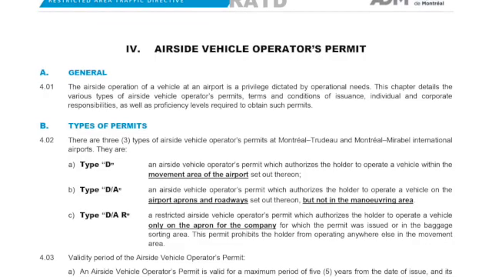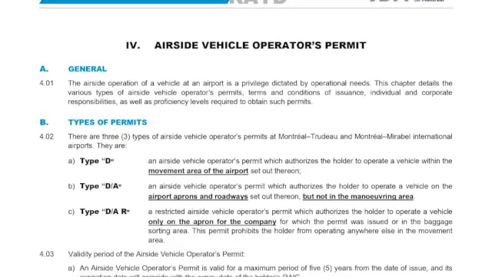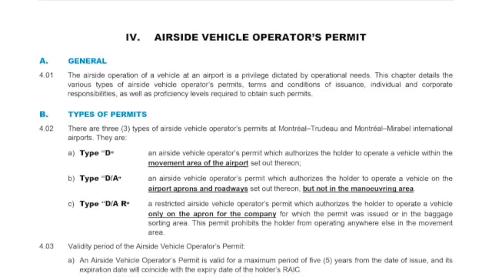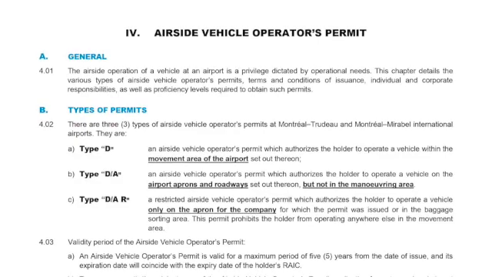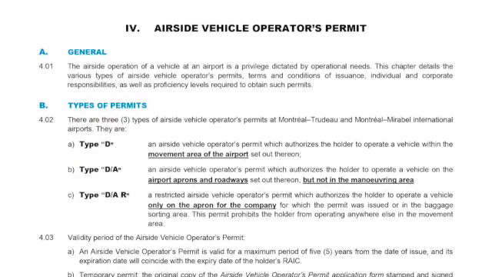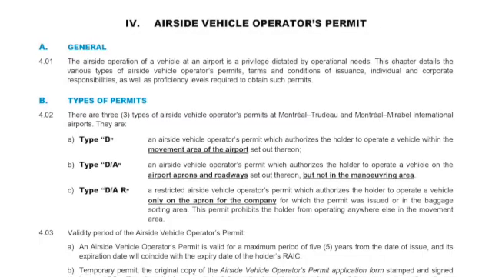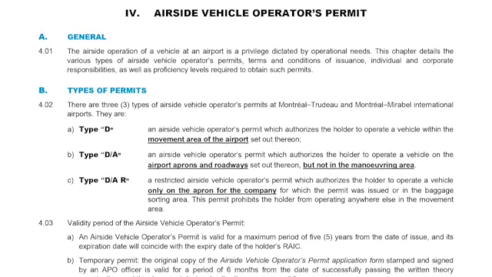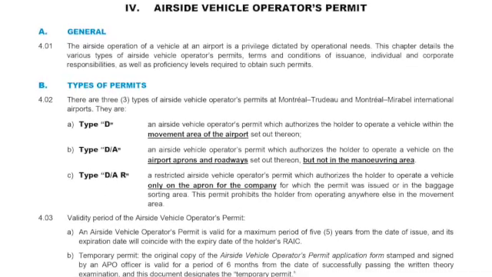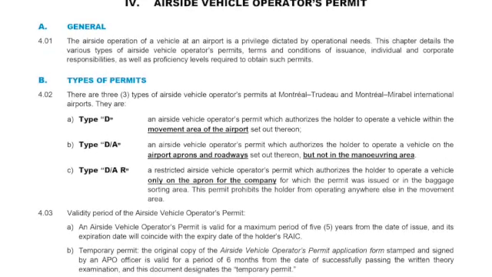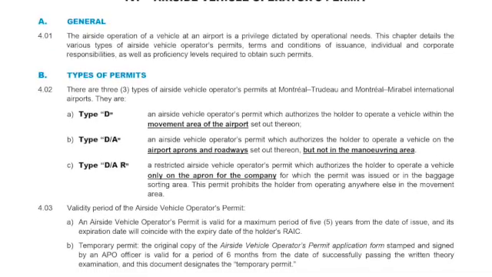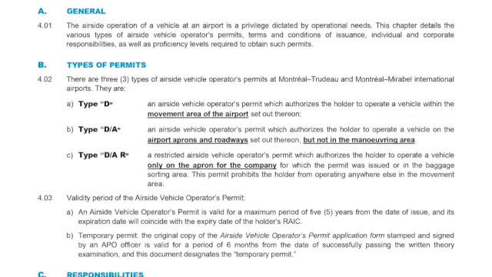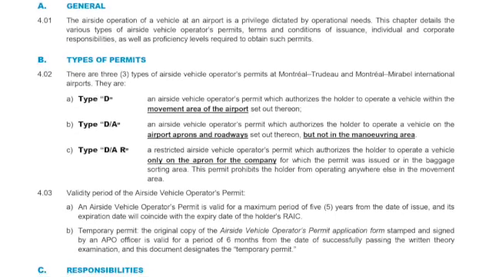They are: A. Type D, an airside vehicle operator's permit which authorizes the holder to operate a vehicle within the movement area of the airport set out thereon. B. Type D/A, an airside vehicle operator's permit which authorizes the holder to operate a vehicle on the airport aprons and roadways set out thereon, but not in the maneuvering area. C. Type D/AR, a restricted airside vehicle operator's permit which authorizes the holder to operate a vehicle only on the apron for the company for which the permit was issued or in the baggage sorting area. This permit prohibits the holder from operating anywhere else in the movement area.